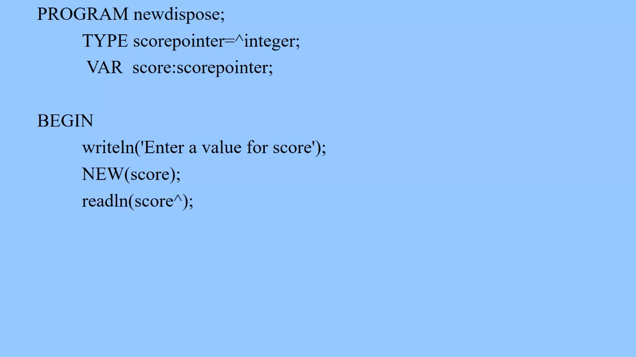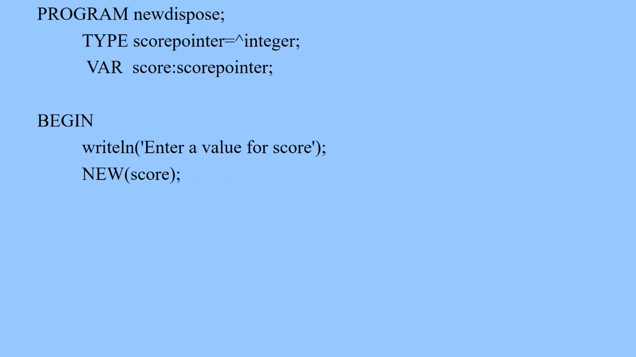Then, in other words, let me rephrase this part. Enter a value for score. So we pick some memory location. We pick some memory location and call it score.